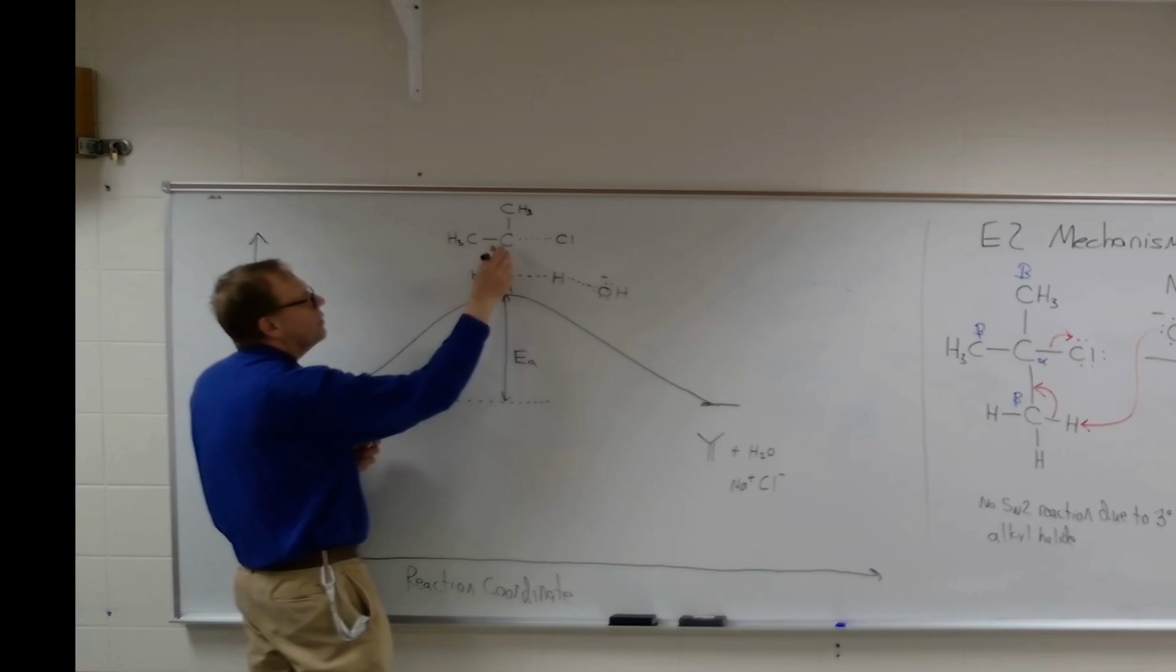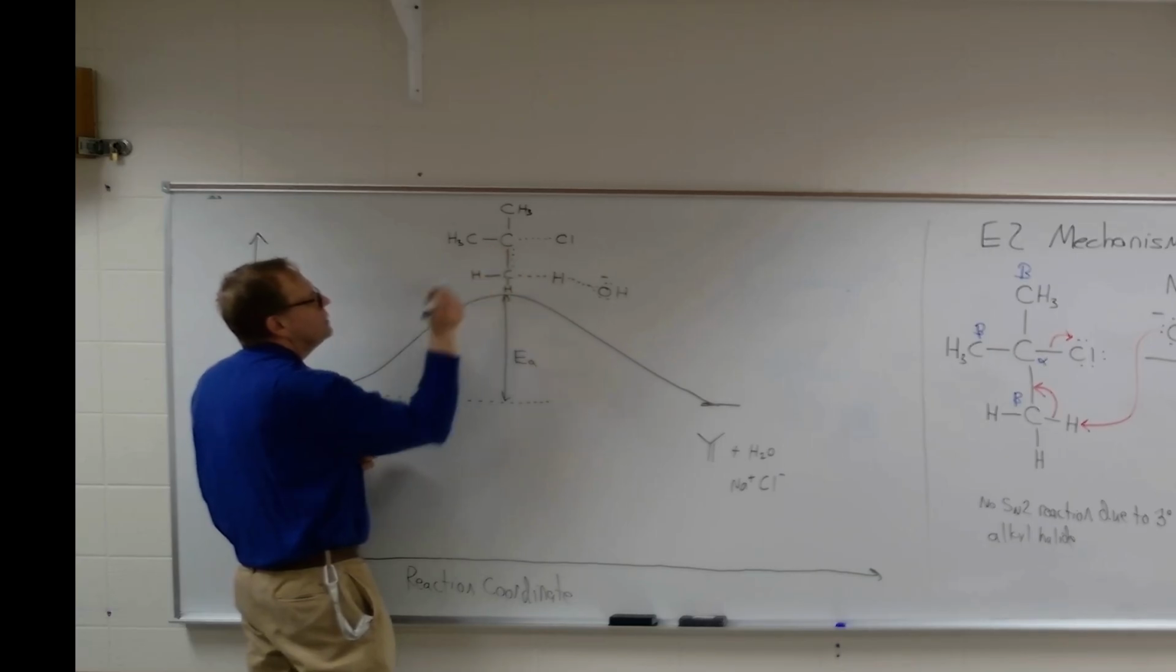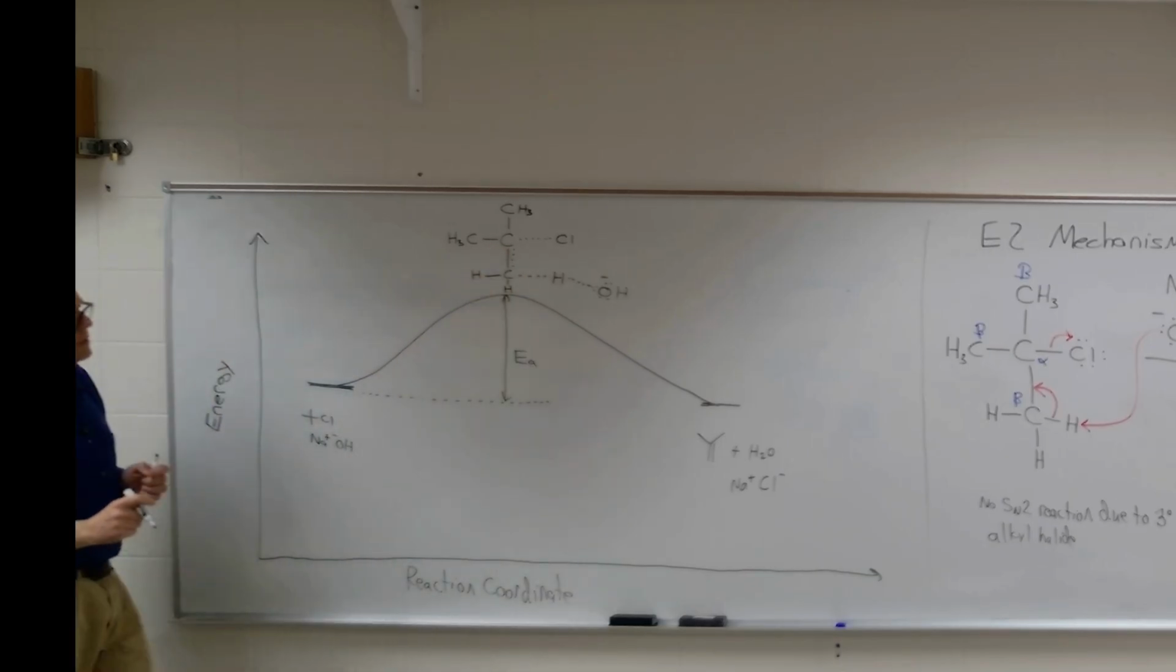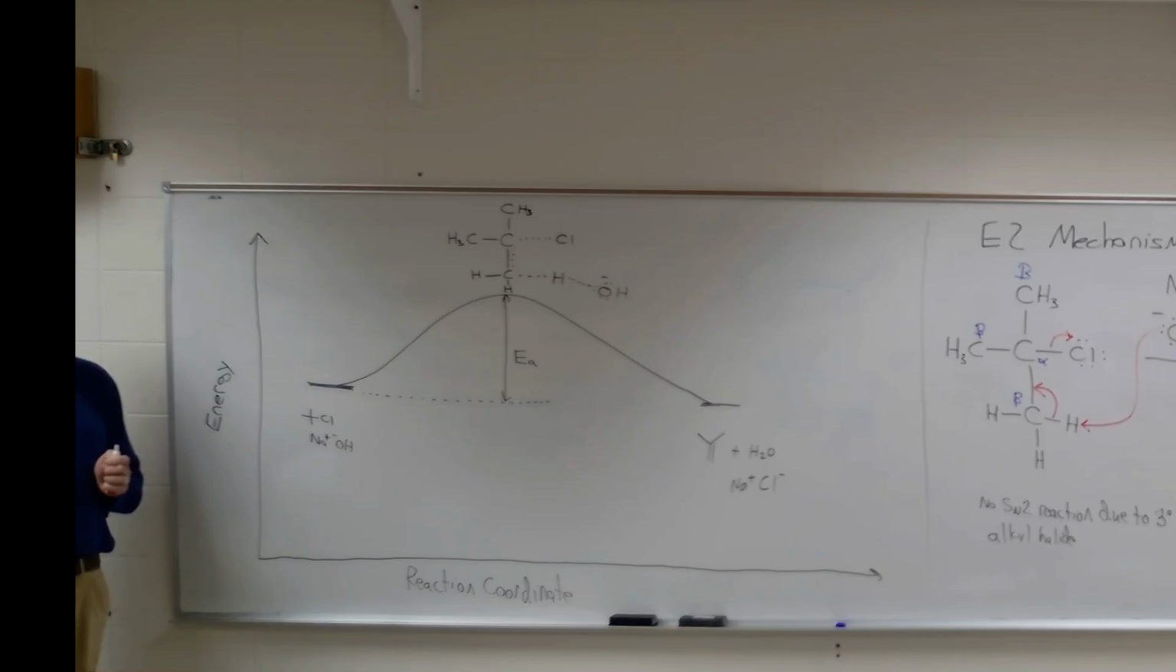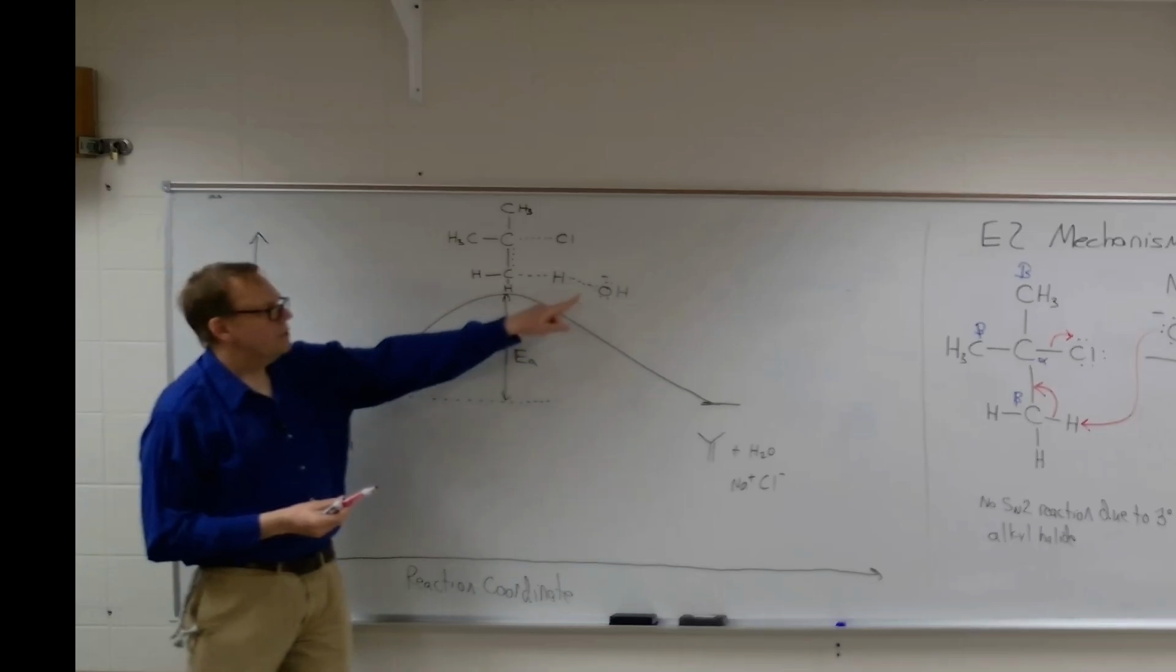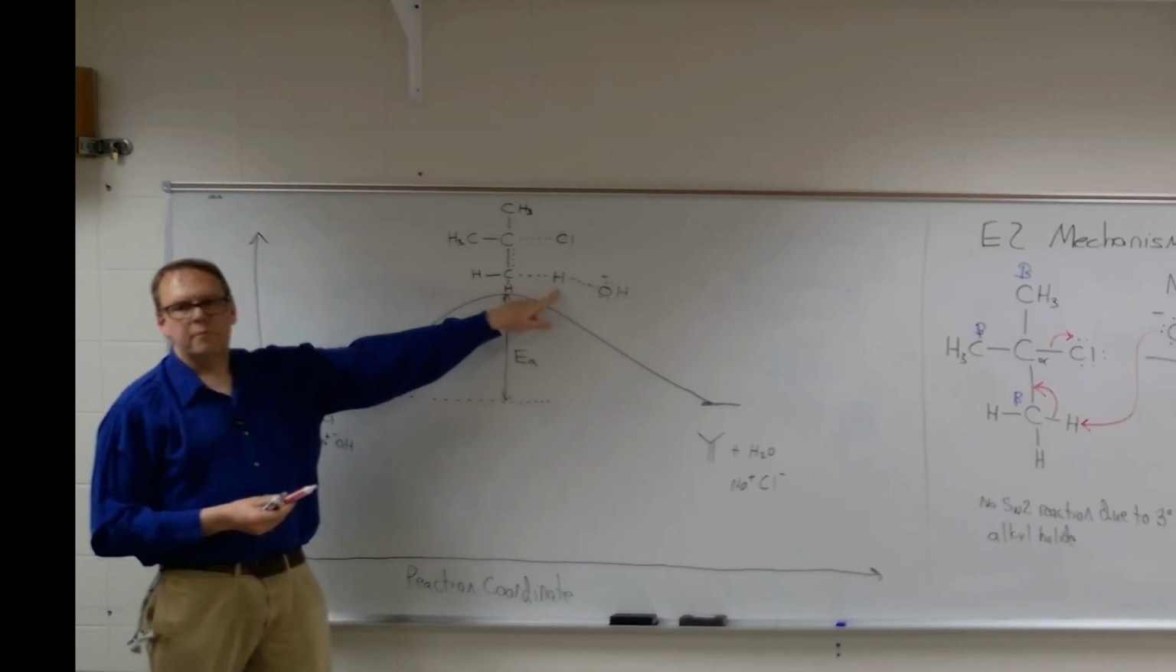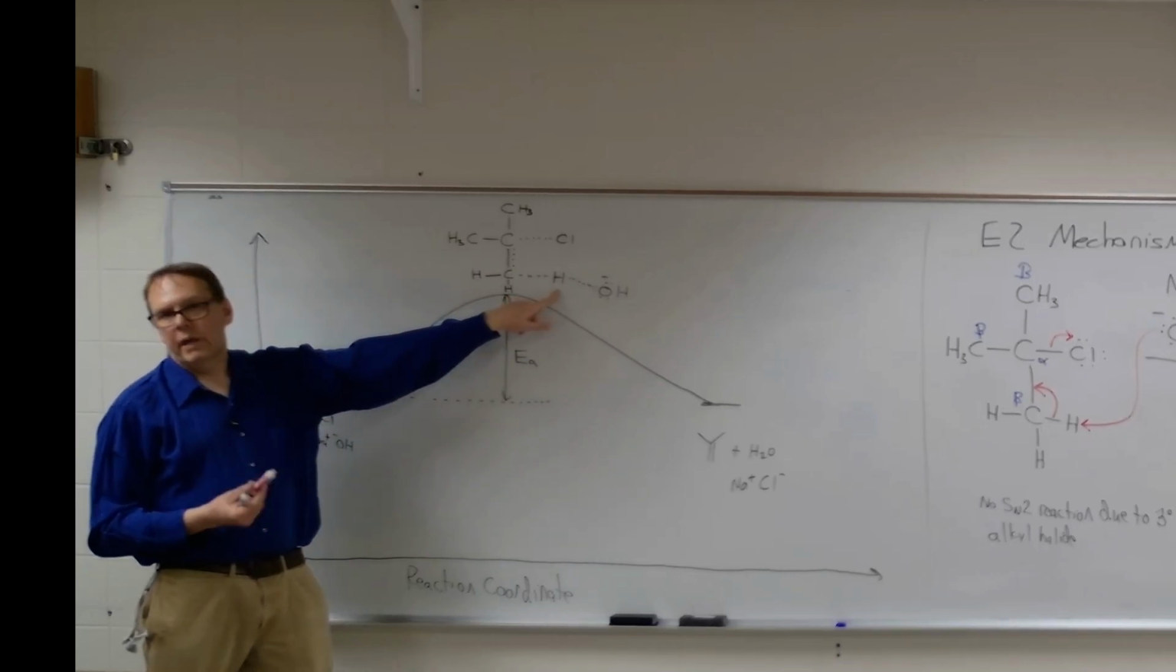And then we've got a partially formed double bond here. So this is what it looks like when the 3 pairs of electrons are moving, but they haven't really completed their movements. They're somewhere in the process of moving. A pair of electrons on the base is starting to grab that proton and make a bond to it.